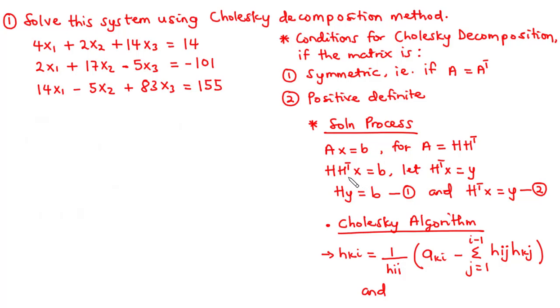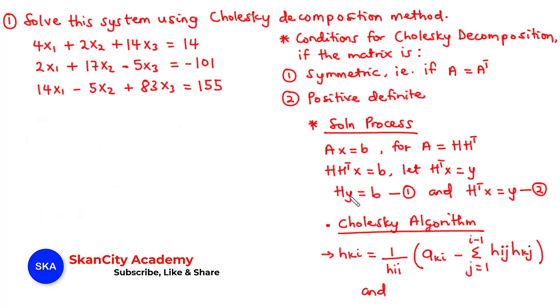Now we are going to let H transpose times x be equal to y. We substitute y in place of H^T x in here, and then we are going to have Hy equals b, and we call this our first equation. So we solve this equation for y, and then we substitute the values of y into this second equation, and then we try to solve for x, which becomes the solution vector. So basically, this is the solution process to solving a system of linear equations using Cholesky decomposition method. So we have an example here. Let's try to solve this example together.